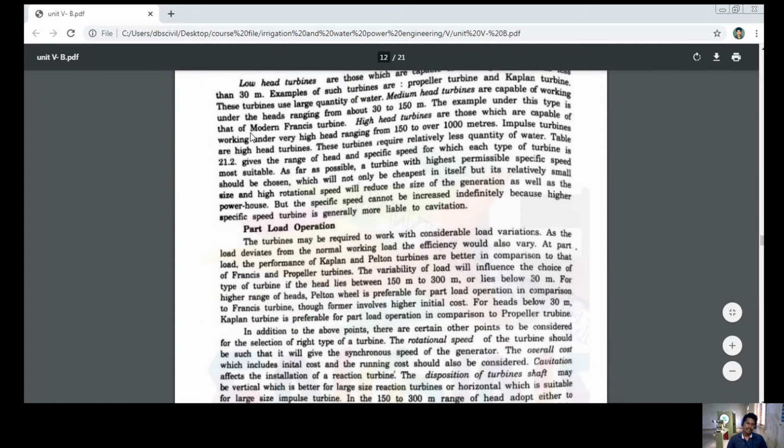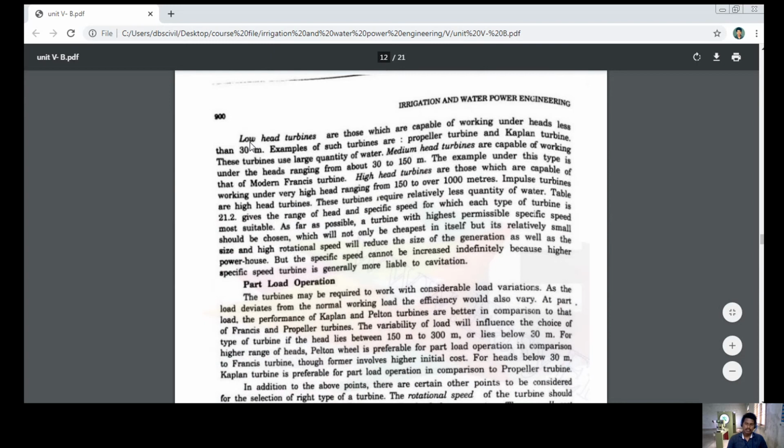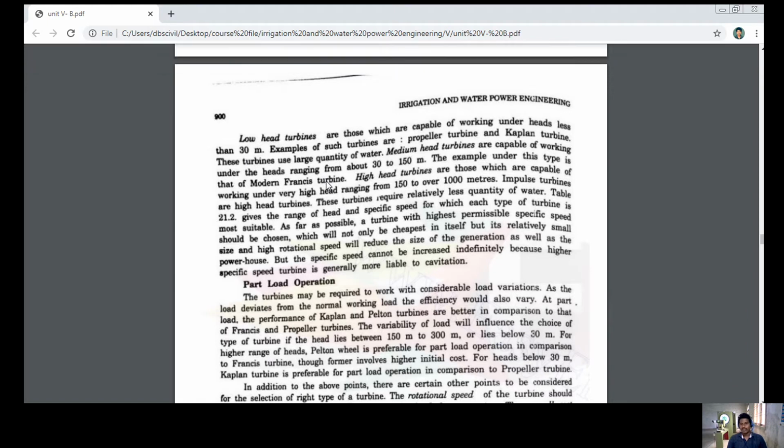Let's see theoretically what they have given. Low head turbines are those capable of working under a head of less than 30 meter. Examples of such turbines are the propeller turbine and the Kaplan turbine. These turbines use a large quantity of water.